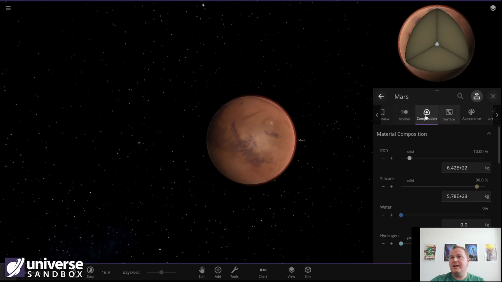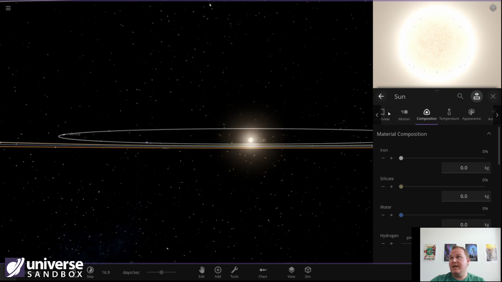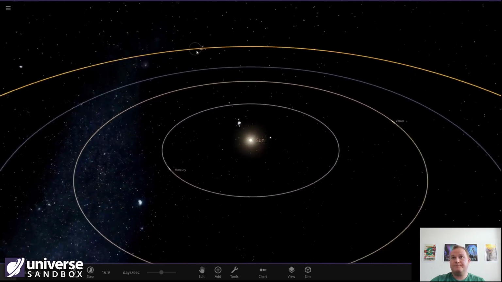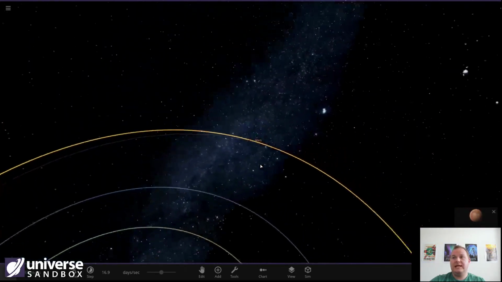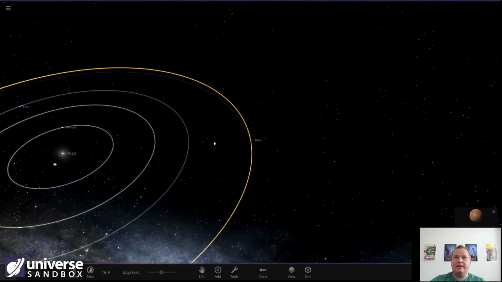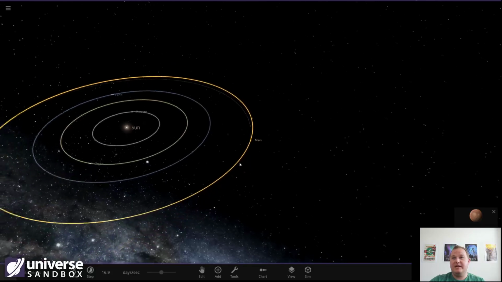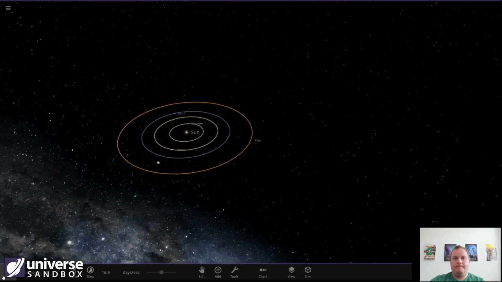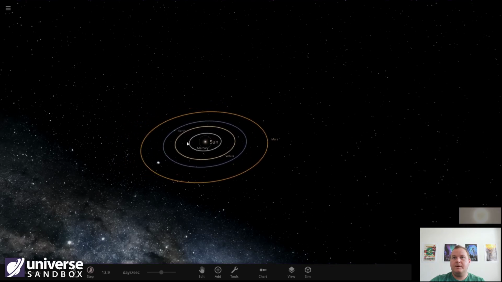But Mars also has a tilt of 23.5 degrees, so it has seasons, just like the Earth. Of course, its seasons last a little bit longer because it takes 687 days, almost 2 years, to orbit the Sun. So there we go. There's all our planets.